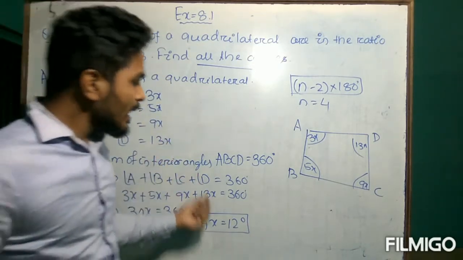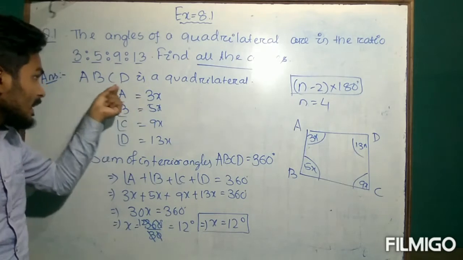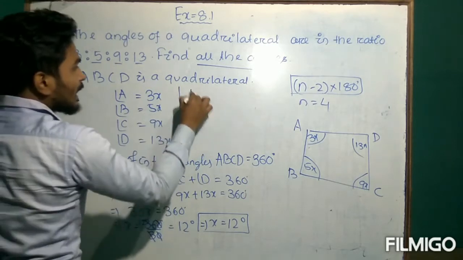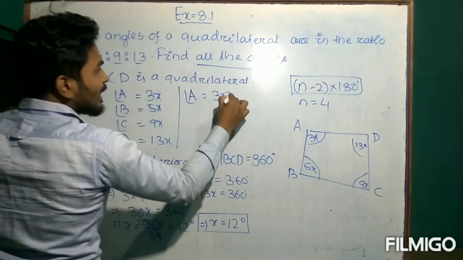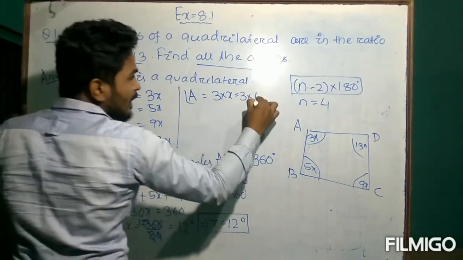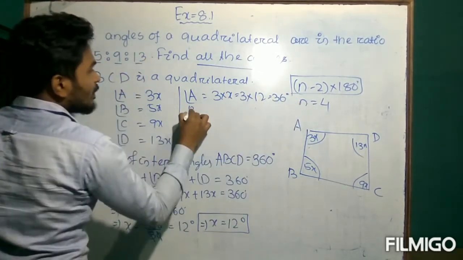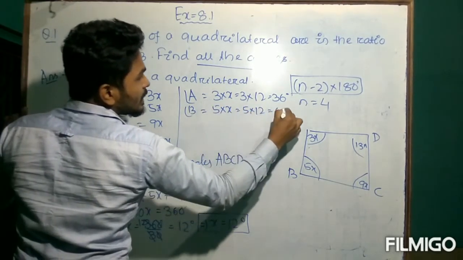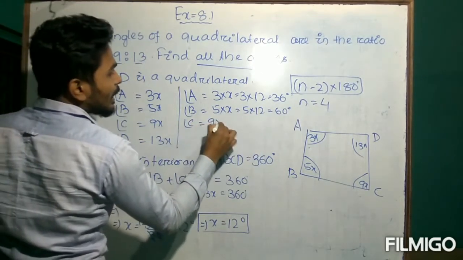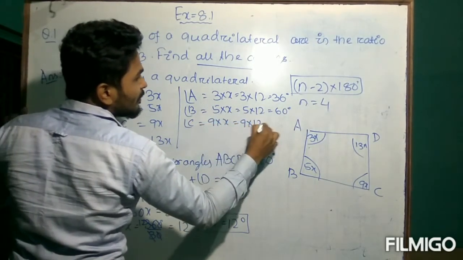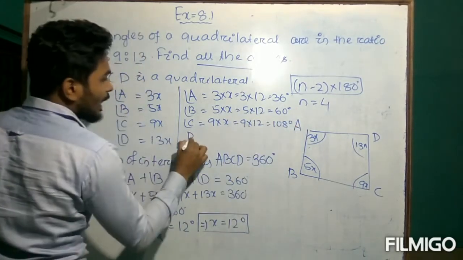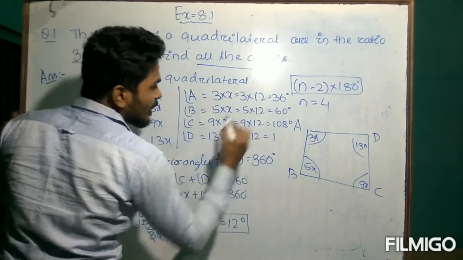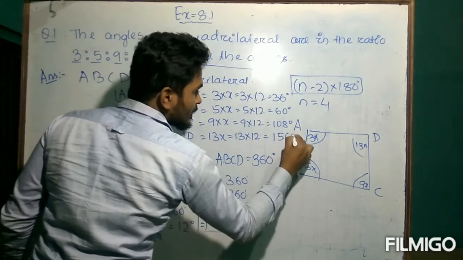Now we have found the value of x. This value is substituted in each angle to find its original value. Angle A is 3x, that is 3 into 12, 36 degrees. Angle B is 5x, that is 5 into 12, 60 degrees. Angle C is 9x, that is 9 into 12, 108 degrees. And angle D is 13x, that is 13 into 12, which is 156 degrees.